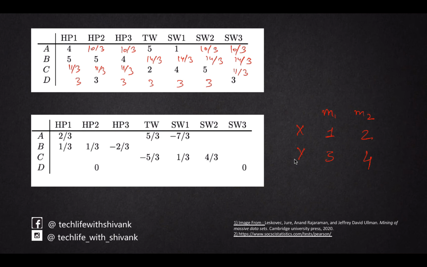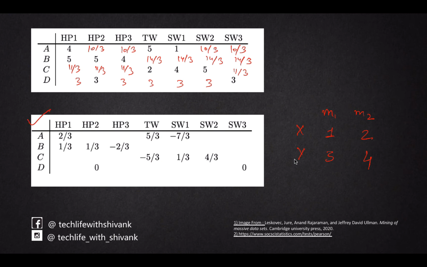But to do that, we need to mean center the users, that is, subtract the mean of the user ratings from all of its ratings before finding the cosine similarity. This metric is known as centered cosine or Pearson correlation. So in this case, the means for the users are 10/3, 14/3, 11/3 and 3. Once we subtract these means, we get the second table in the slide.